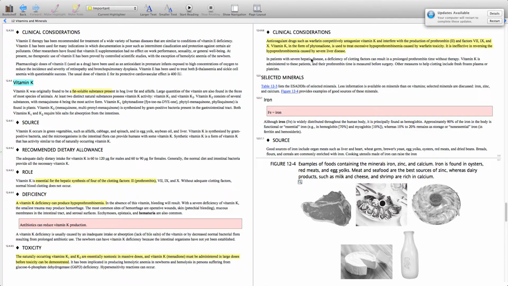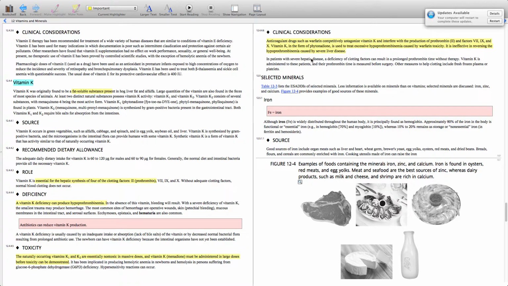Vitamin K, fat-soluble substance, again, ADEK. Vitamin K, what is the thing we know about vitamin K? It affects clotting, right? So vitamin K is essential for the hepatic synthesis of 4 of the clotting factors. Okay, and it has the prothrombin, 2, 7, 9, and 10. Deficiency can produce hypoprothrombinemia. Antibiotics can reduce vitamin K production. So you want to be conscious of that.